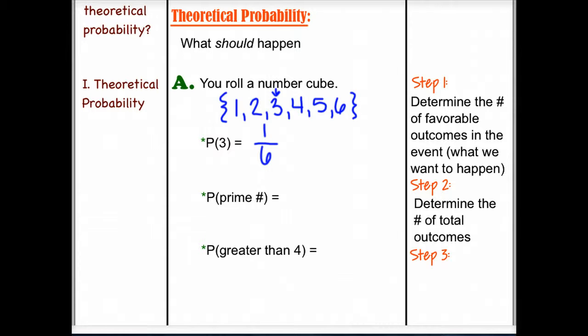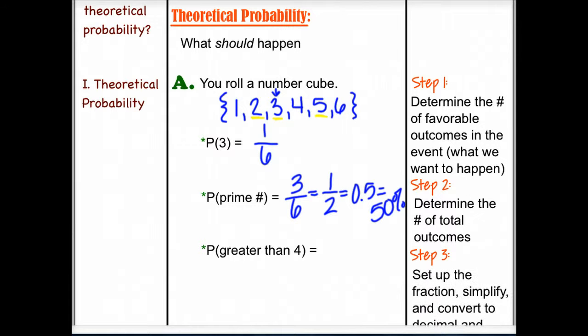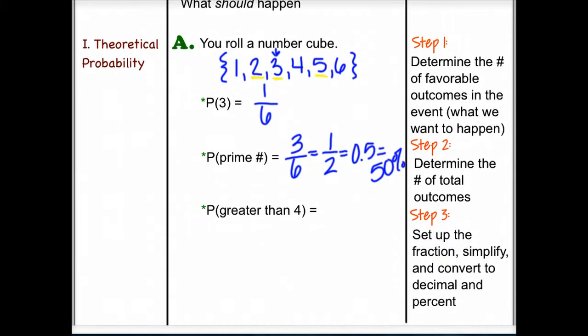When we talk prime numbers, remember, 1 is not prime or composite, 2 is prime, 3 is prime, and 5 is prime, therefore making a 3 out of 6 chance, which is 1/2, which, remember, we want to make decimal and percent as well, which would be 0.5 or 50%. And so, as we mentioned, set up the fraction, simplify, convert to a decimal and a percent.